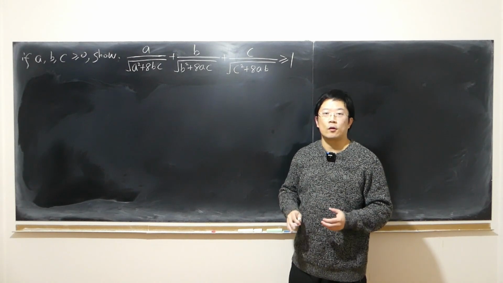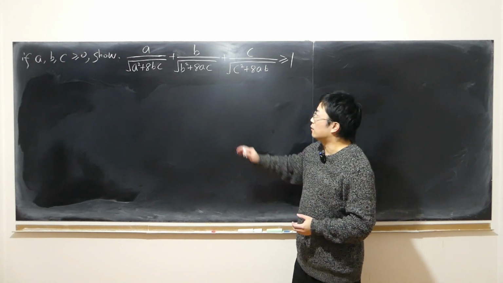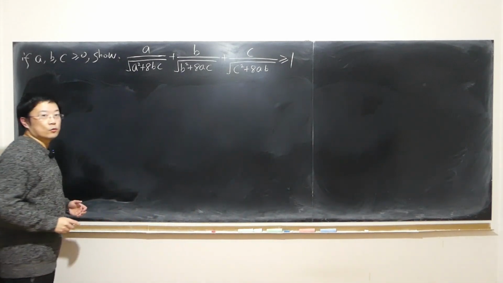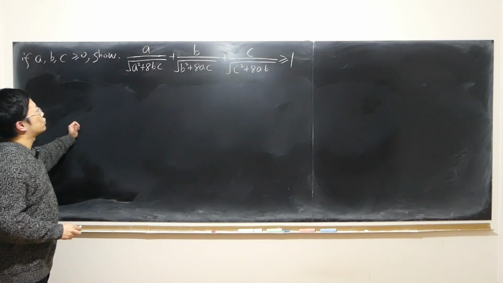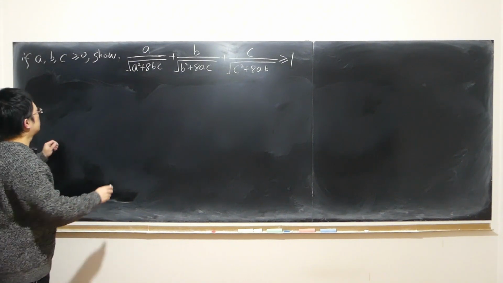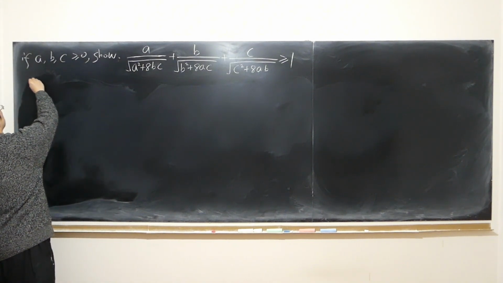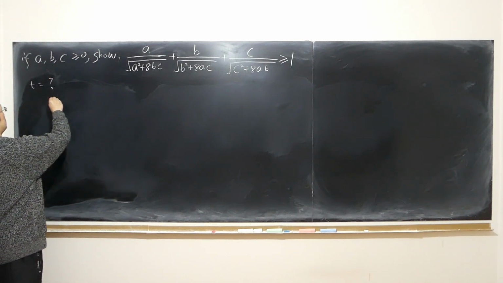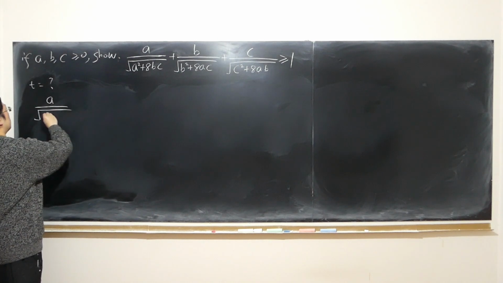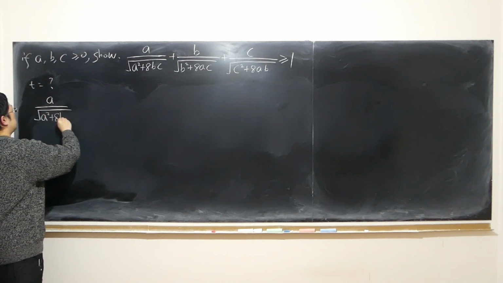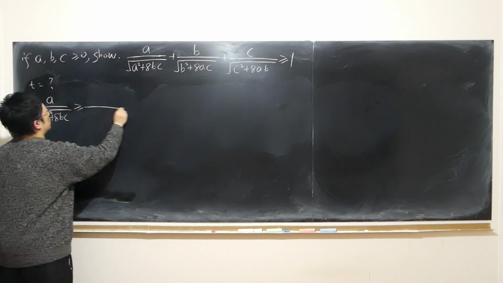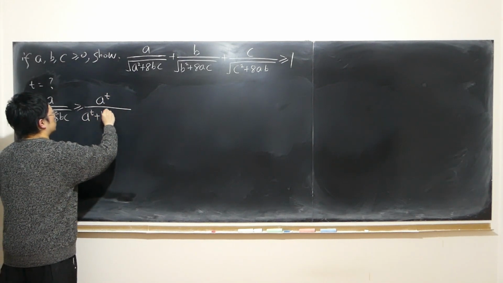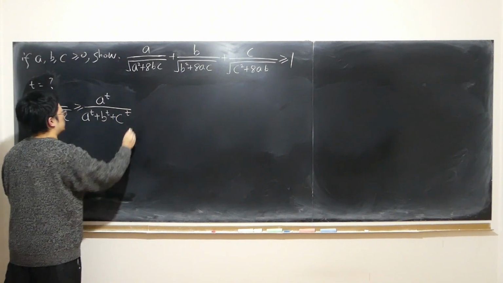Like most Math Olympiad questions, inequality problems will involve tricks, and we want to get rid of the roots and fractions in some way. One way is to introduce a parameter t that makes a over square root of a squared plus 8bc greater than or equal to a to the power of t over a to the power of t plus b to the power of t plus c to the power of t.